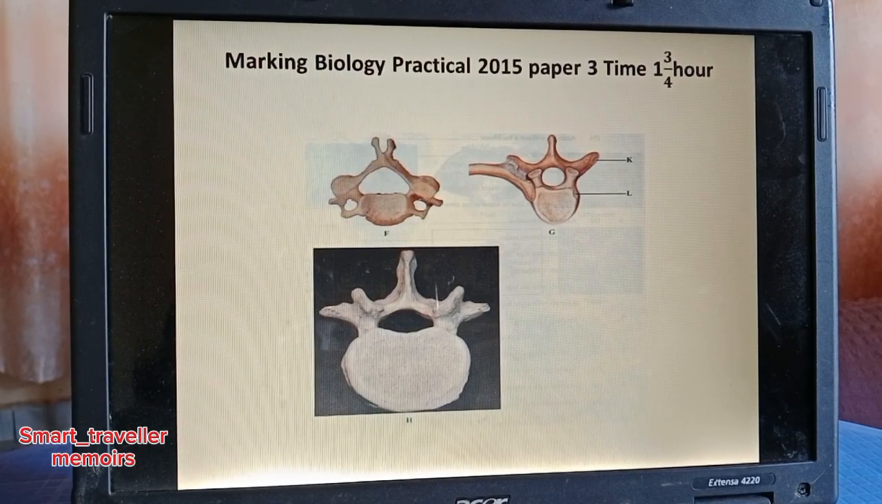Next, we have for question 2 the cervical, the thoracic, and the lumbar vertebrae. You can see F, G, and H.